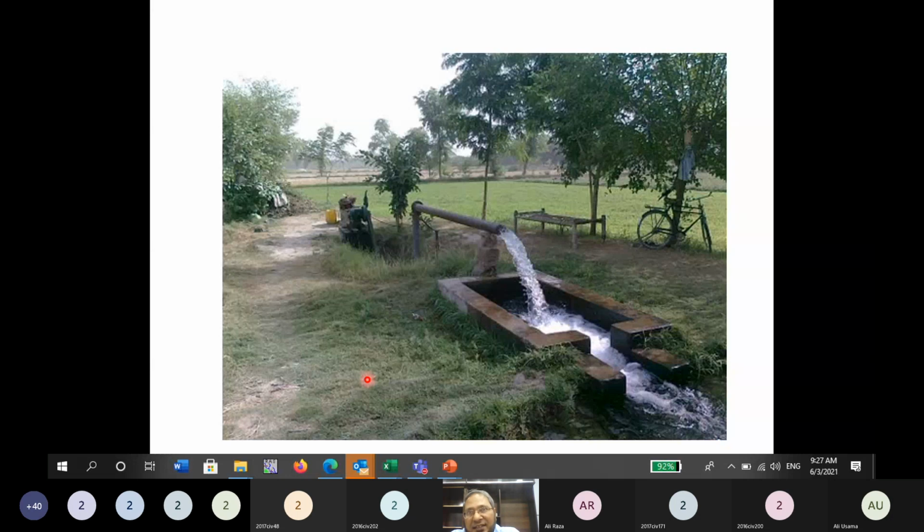Which type of well it is? Deep well or shallow well? क्यों जी? Open well है या deep well है? Deep well. Deep well.